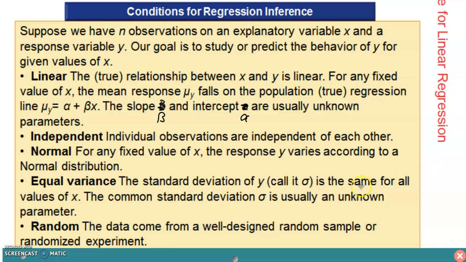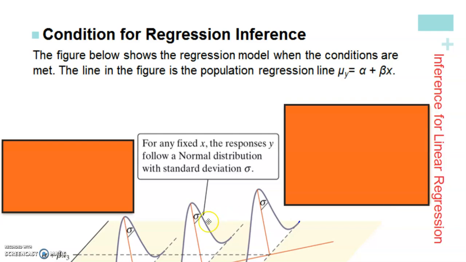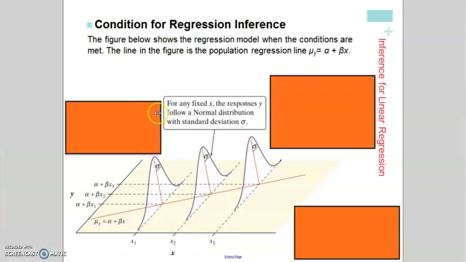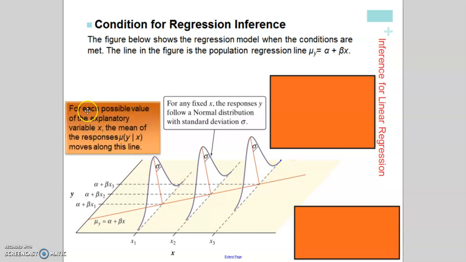Let's talk a little bit about what each of these actually means. So here is my picture to show the conditions, which is kind of like a 3D picture. Here's my scatter plot. Here's that line. Basically the idea is for each possible value of x, so let's pick one value, like x1, do the y values have a mean that's right on this line? That's the idea here for that linear condition.